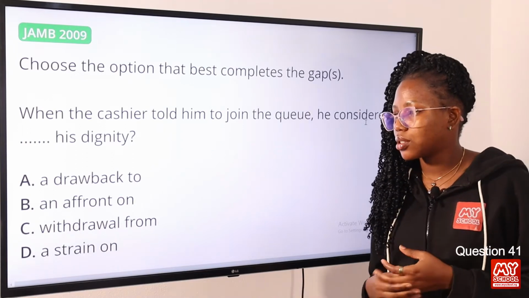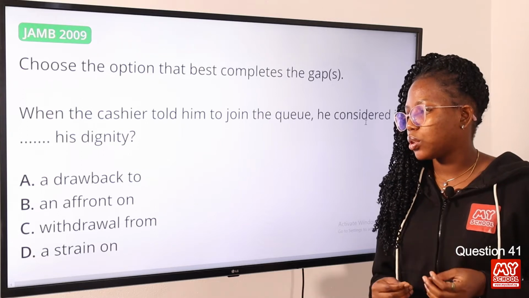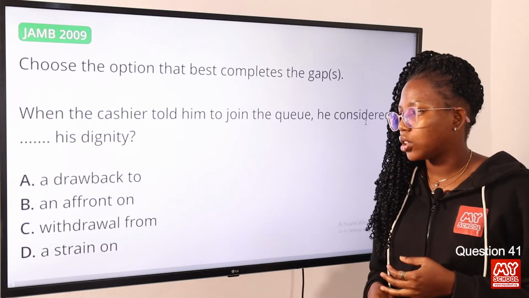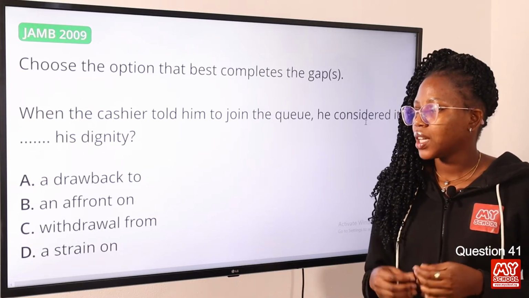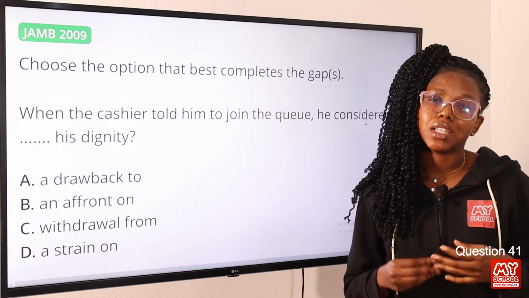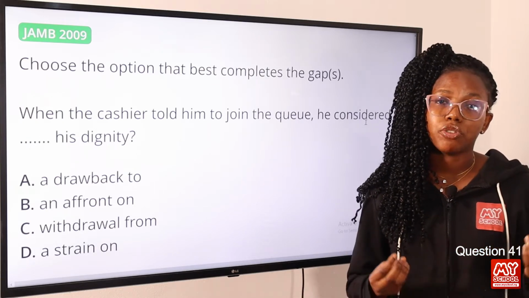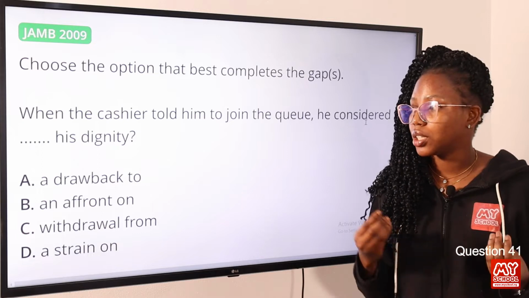Option A, a drawback to. Option B, an affront on. Option C, a withdrawal from. Option D, a stain on. The answer to this question is option B, an affront on. An affront means an insult. So the person must have perceived it as an offense, an insult to his dignity.